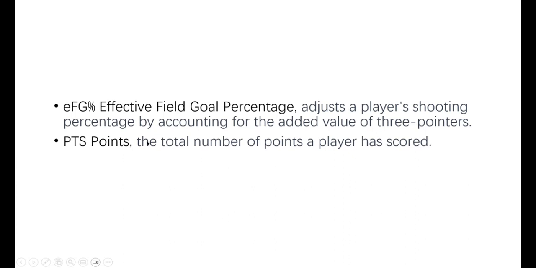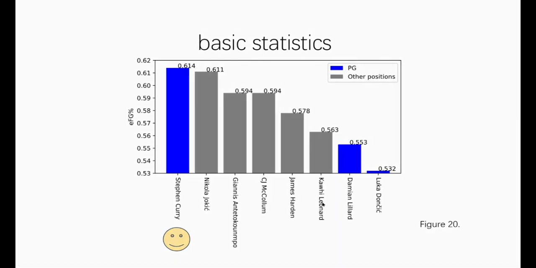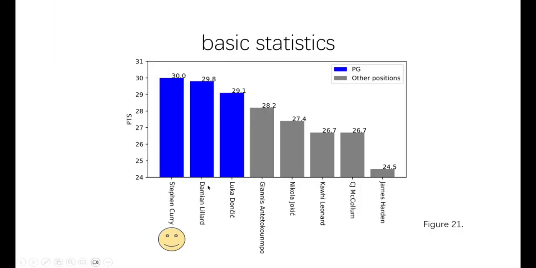Advanced metrics as a singular number cannot fully represent a player's on-court contribution. We still need basic metrics to analyze player strengths. We will use PTS and EFG percentage to simply describe a player's scoring ability. It's evident that Curry excels in EFG percentage. Similarly, he leads in PTS over Doncic.